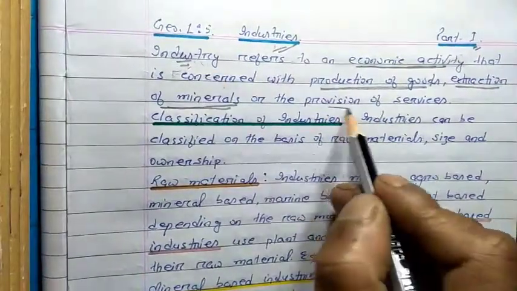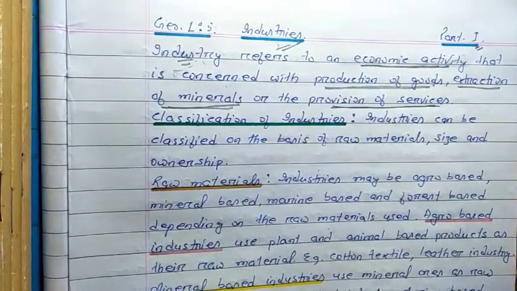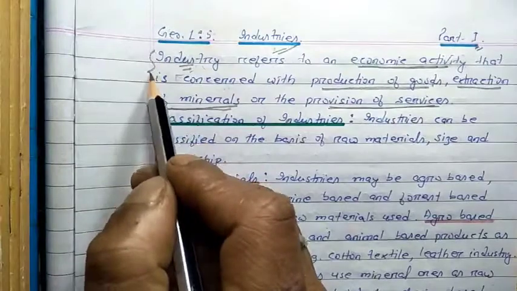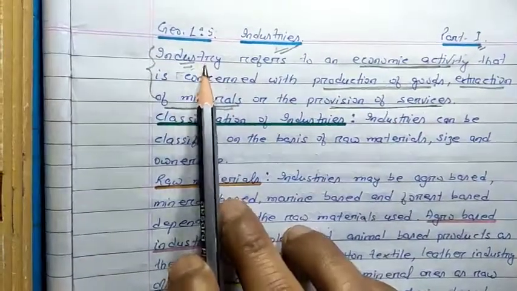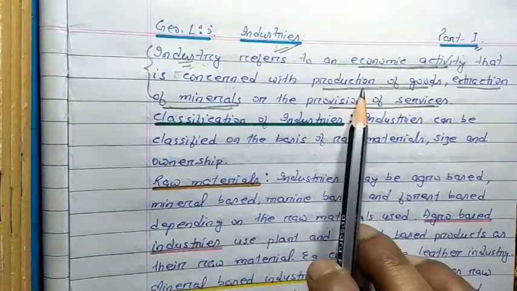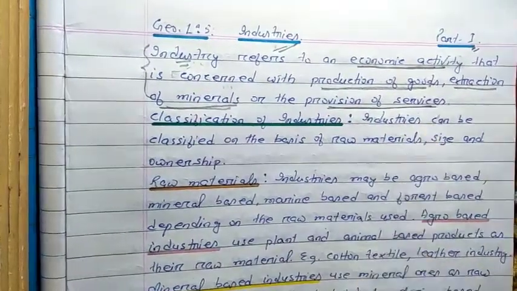And also provision of services. Provision of services like the tourism department also comes under industry. So that's a very simple meaning of industry. We can say industry is an economic activity which is related to production of goods, extraction of minerals, as well as provision of services.